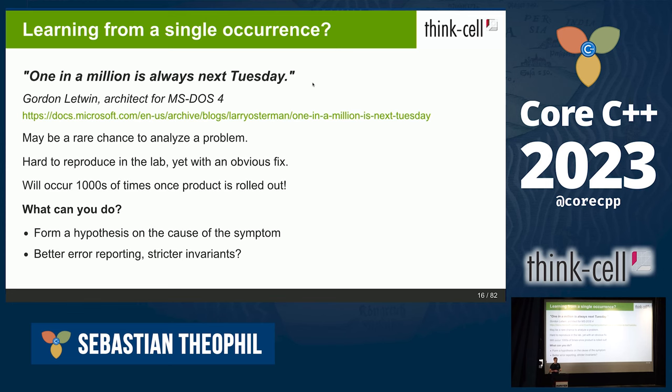But what can you do without any further information? Well, at the very least, you can form a hypothesis right there, right then, on what might have caused that situation. Maybe you were missing some assert, some invariant that you should have documented better. Maybe you can improve your error report to get informed earlier the next time this happens.